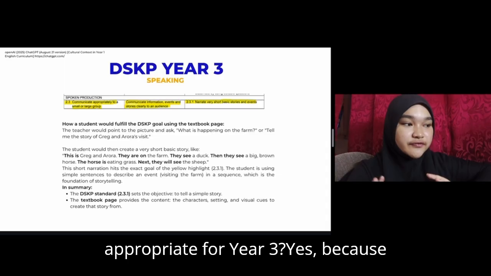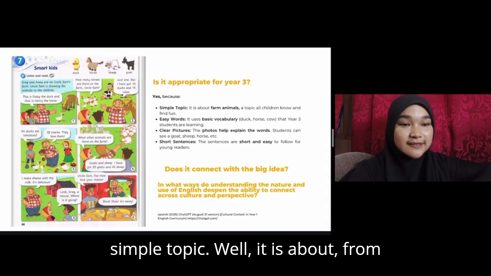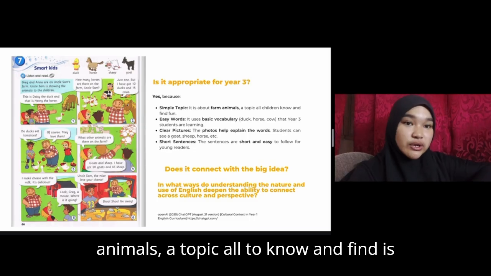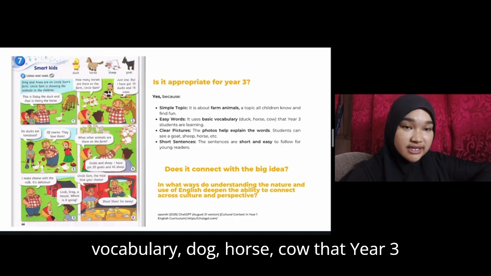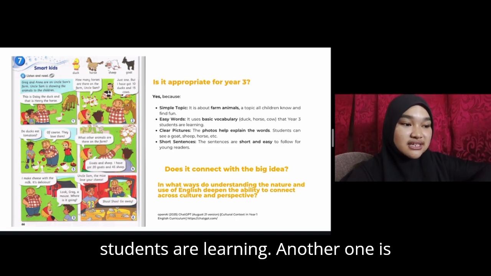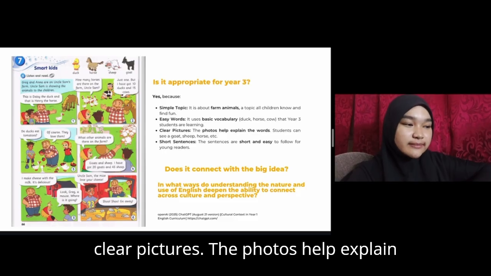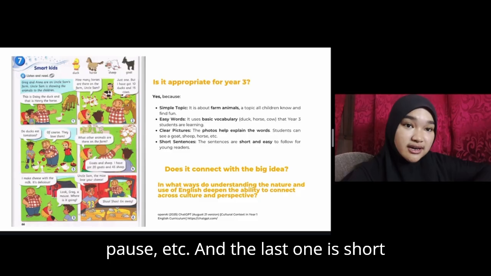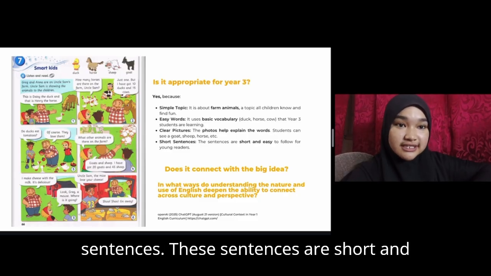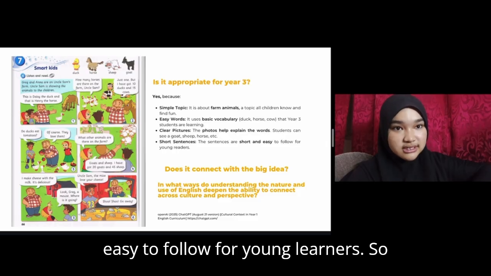So is it appropriate for year 3? Yes, because of the simple topic. It is about animals, a topic all children know and find fun. And easy words: it uses basic vocabulary, dog, horse, cow, that year 3 students are learning. And the next one is clear pictures. The photos help explain the words. Students can see a goat, sheep, horse, etc. And the last one is short sentences. The sentences are short and easy to follow for young learners.